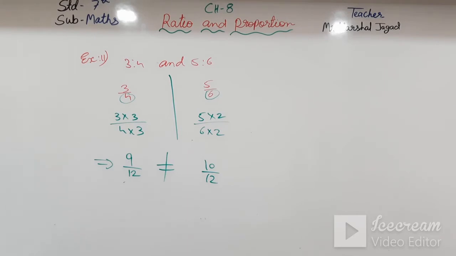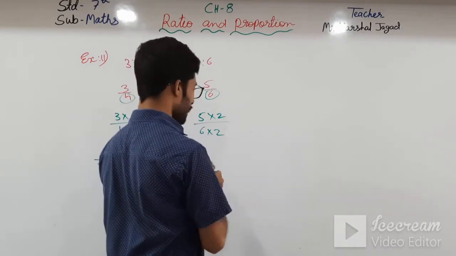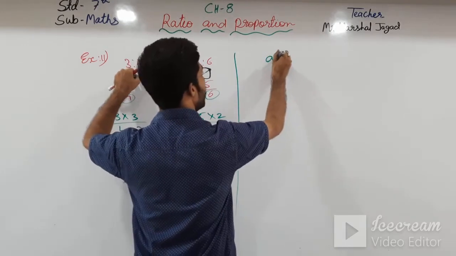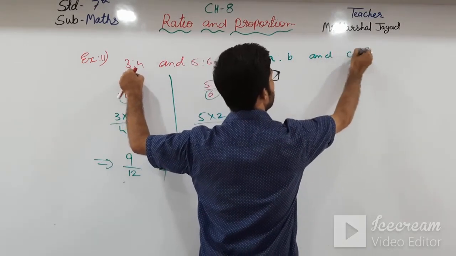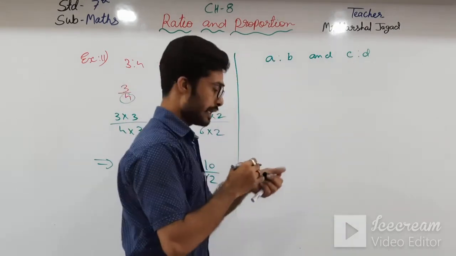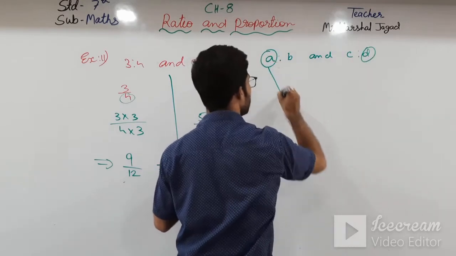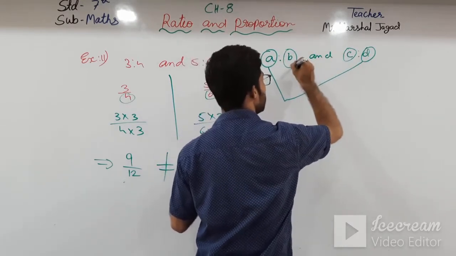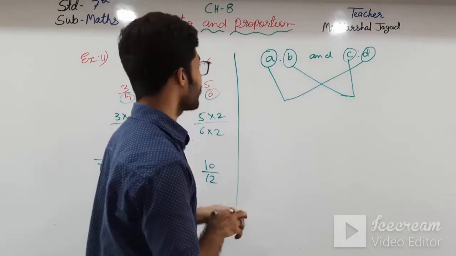But there is another method, an alternate method. See students, in that, what they have said: now we have seen this is the ratio A ratio B and C ratio D. They have said that A D and B C are equal.